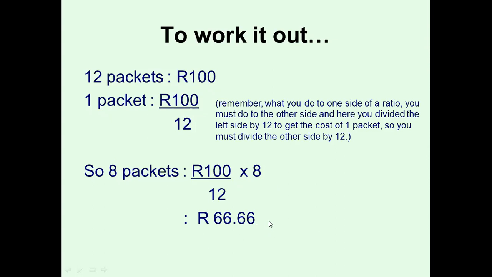66.6 Rand. Does this look feasible? It does. Because 8 packets is almost, no, I'm going to get myself into trouble here. A third, almost a third. Yes, it must be a third-ish. Okay. And therefore, 66 Rand is about a third of 100 Rand. And so, yeah, great. Now, don't write this stuff here. I wrote it there to just help you know what we're doing.